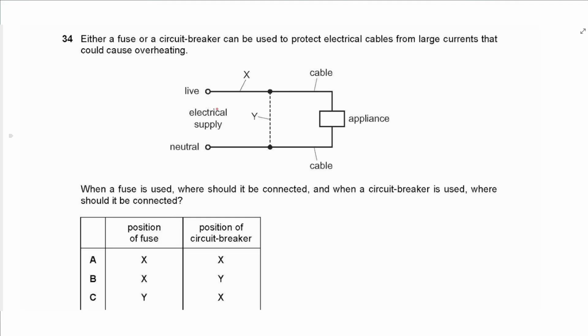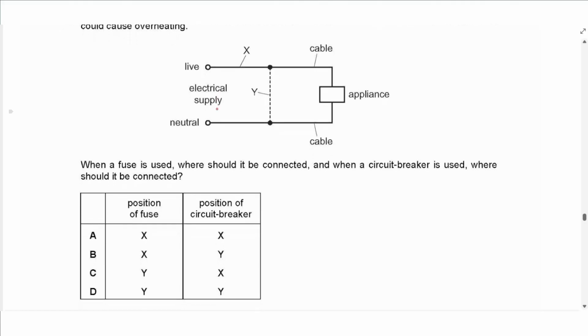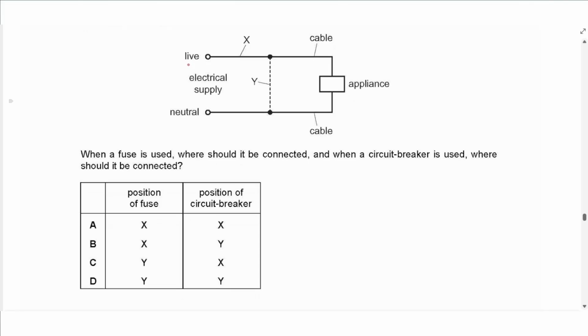Question 34 says either a fuse or a circuit breaker can be used to protect electrical cables from large currents that could cause overheating. When a fuse is used, where should it be connected? And when a circuit breaker is used, where should it be connected? They are both supposed to be on the live wire, so on wire X here. So X, X, X, X, so we choose A.